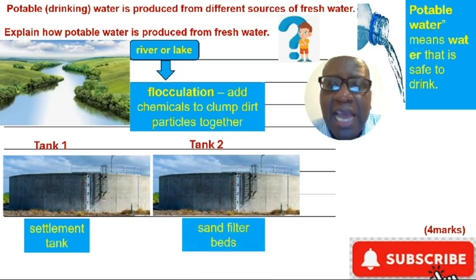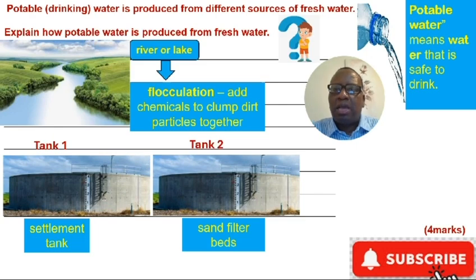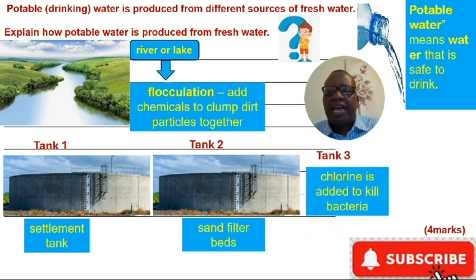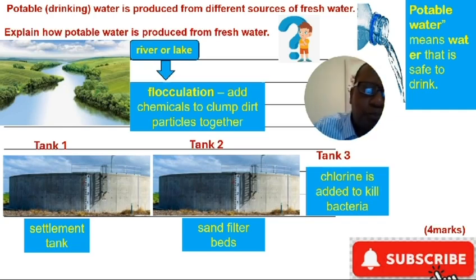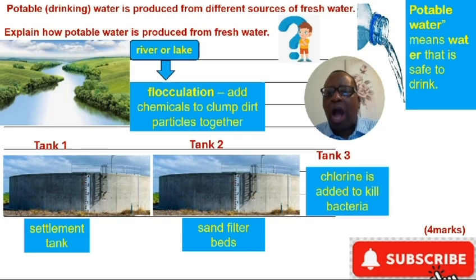But we are not done. We want to have potable water. It's got to go to a 3rd tank. In the 3rd tank, we add chlorine to kill bacteria. We need to destroy them, because the bacteria would have passed through the sand filters. So we need that 3rd process, the 3rd tank, to eradicate all harmful microorganisms.